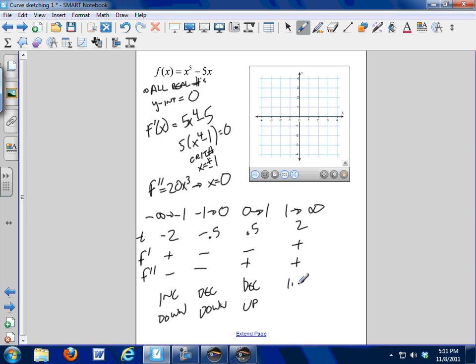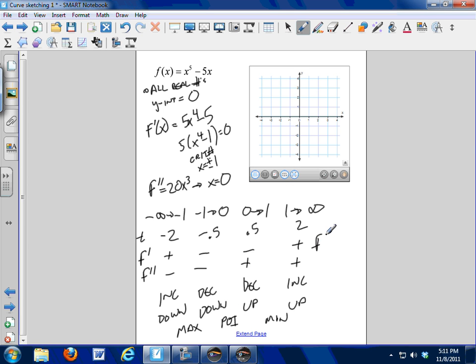And we have an increasing function, concave up still. Okay, we went from increasing to decreasing. My first derivative changed sign, so I have myself a max right here. Where the first derivative changed from negative to positive, I have a min right there. And the sign of my second derivative changed, so I have a point of inflection at 0.